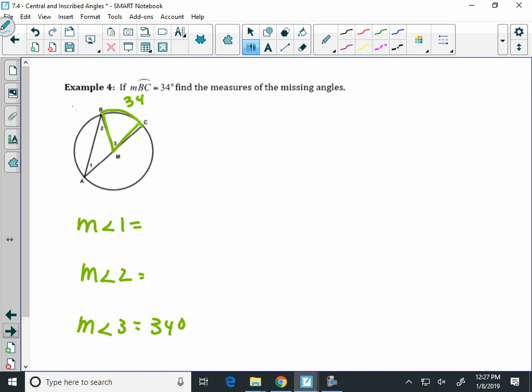What about angle 1? Here's angle 1. What kind of angle is angle 1? It's on the edge, so it's what? Inscribed, because it's on the edge. We go to its arc. Its arc is 34. What do we have to do with the arc to get the angle? Divide by 2, because we're going from big arc to little angle. So to get angle 1, we just use the arc divided by 2. What is the arc divided by 2? 17.